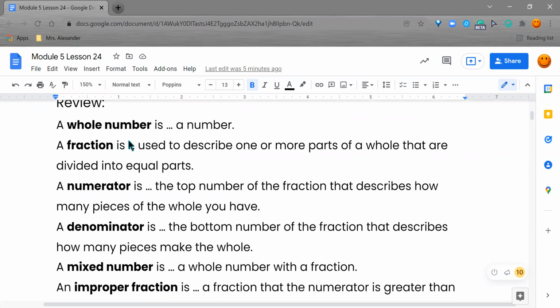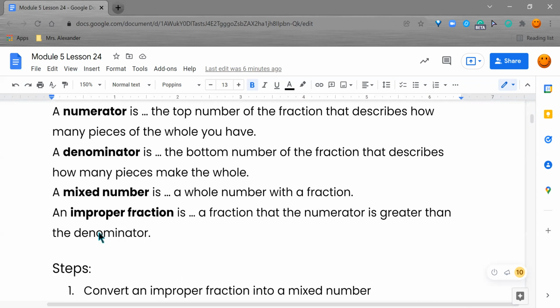We have a whole number. Yes, we have a fraction. Great job. We have a numerator. Nice. We have a denominator. Yes. Now, ladies and gentlemen, I want to quickly jump back up to numerator, because it's important that you understand. It's the top number. And then the denominator is the bottom number. And remember, our denominator usually does not change unless we have to simplify.